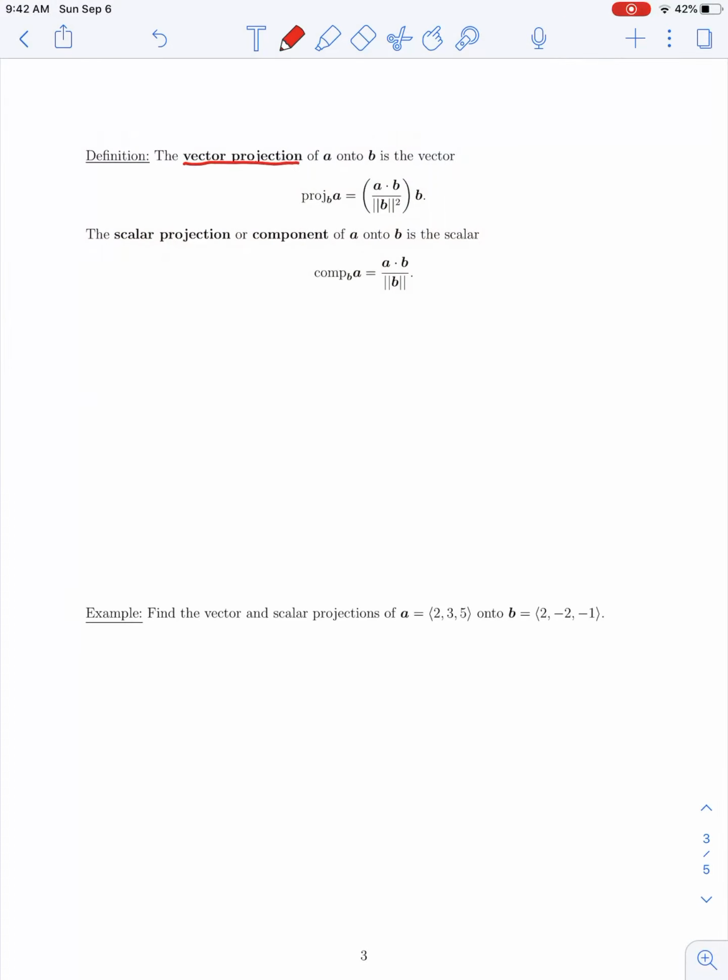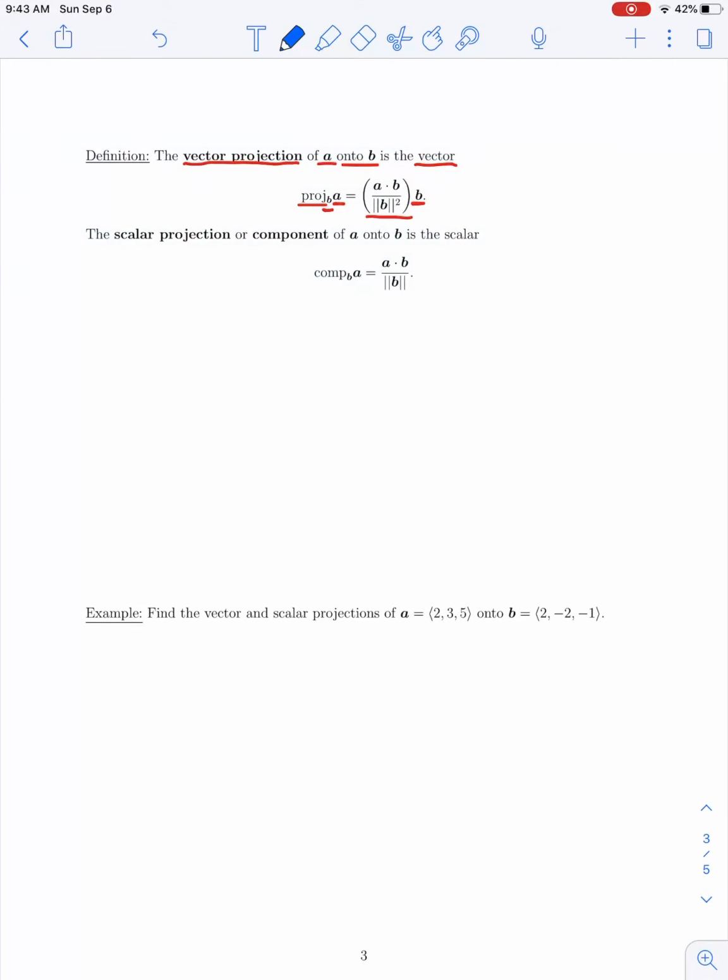The vector projection of a vector A onto a vector B is the vector which is denoted as follows. We would have PROJ, or projection, of the vector A, and then in the subscript we would say onto the vector B. And it is the vector which is defined as the dot product of A and B over the magnitude of B squared, times the vector B.